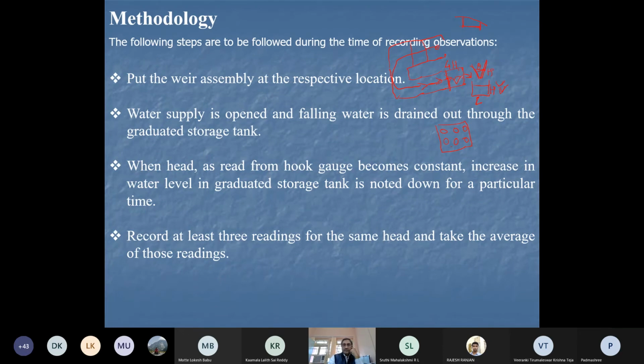Once these conditions exist, we can go for measurement of discharge for different head conditions in both the weirs. So suppose first Q1 discharge, then Q2 discharge, and for each discharge there should be at least 3 observations, so that the observation is more accurate once we sum up the results.